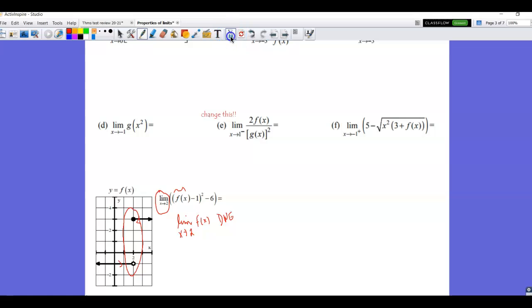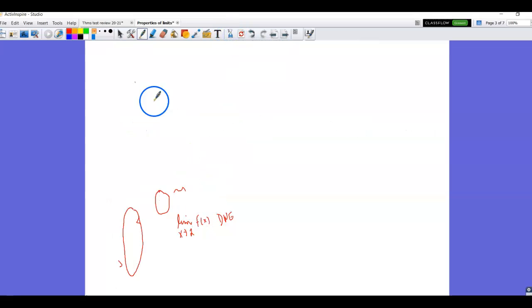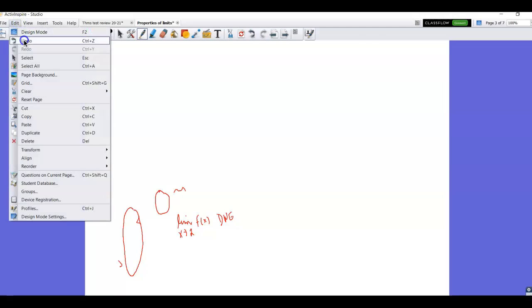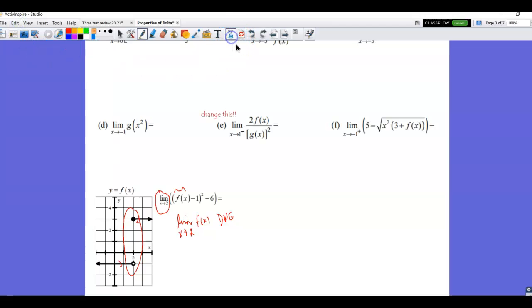So I'm going to clear the annotations and oops, edit, undo. That's not what I meant to do. Let's clear the annotations.